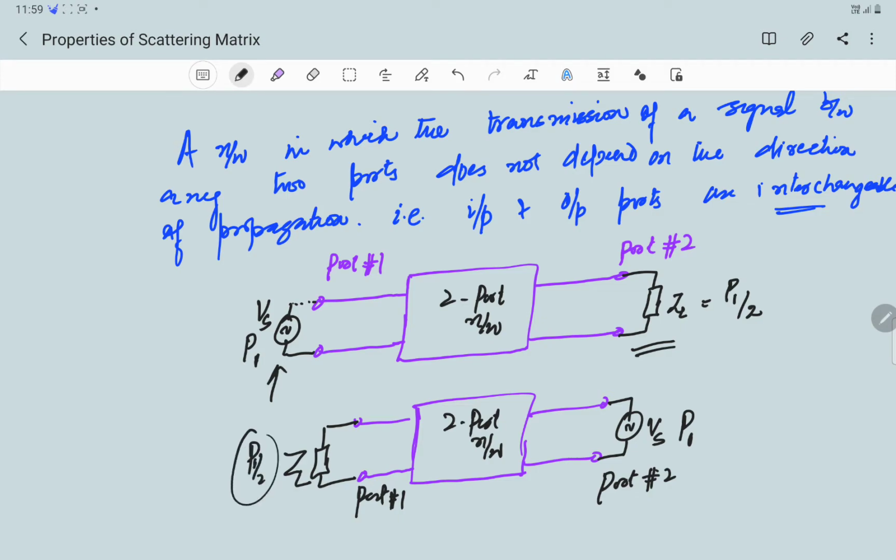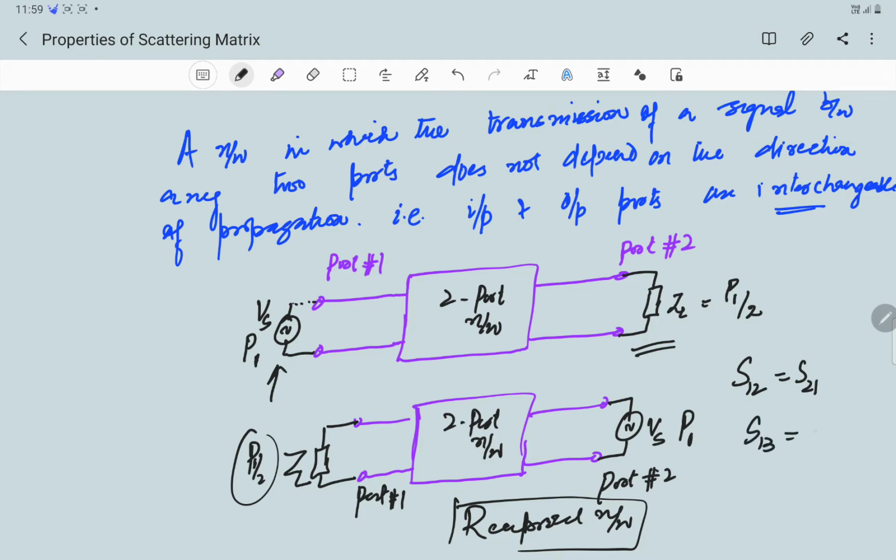So I'll again receive the same power P1 by 2. If I receive the same power P1 by 2, that means the network under discussion is a reciprocal network. That is, the input and output ports are interchangeable. Now in terms of S parameters, what it means is that S12 should be the same as S21. Or for example, for a 3-port network, S13 should be equal to S31. In general, Sij has to be the same as Sji for a network to be reciprocal.